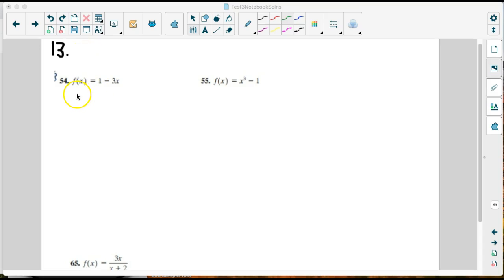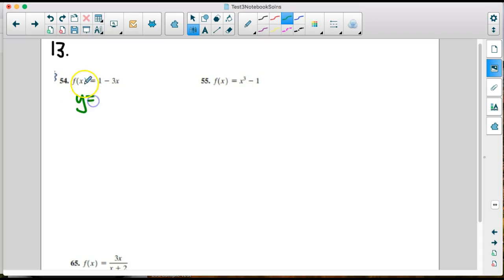First of all, the first step I like to do is put a y value in there. So let's start with 54. Put a y value in here. To find the inverse, the rule is we're going to swap x and y. So this is going to become x instead of y equals 1 minus 3y. And then if we just solve for y, we have the inverse function.